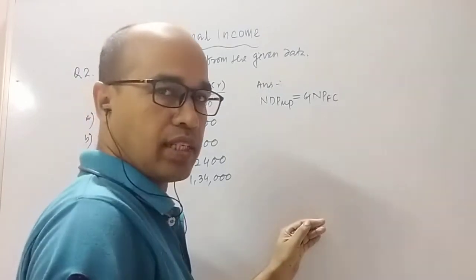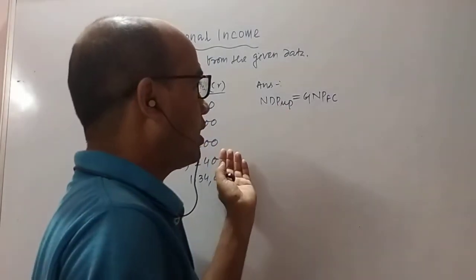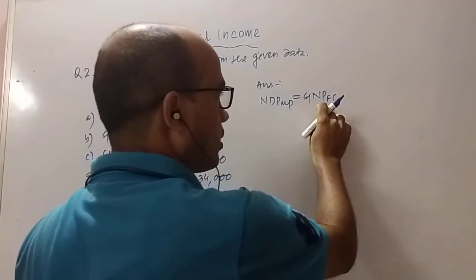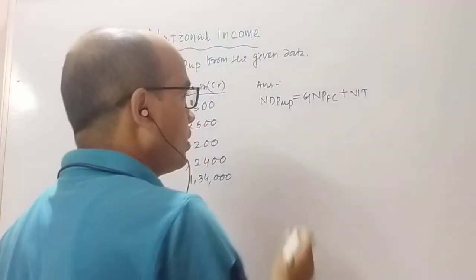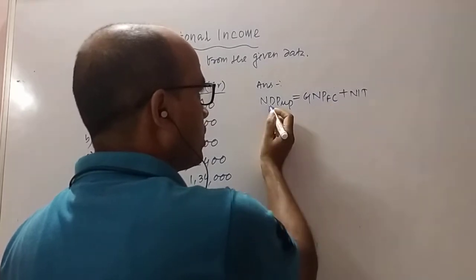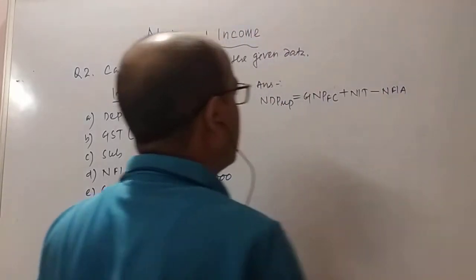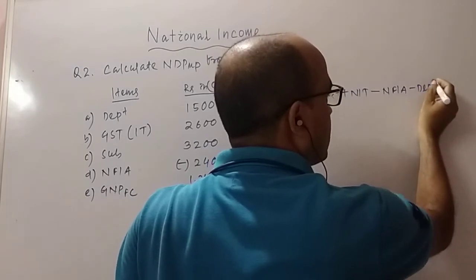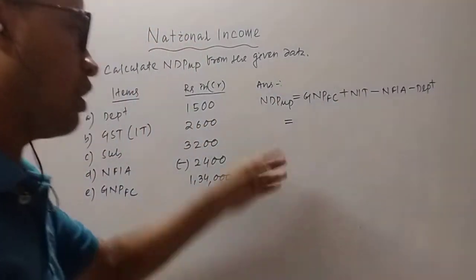Now first you equalize the equation. In the previous question fc was on the left and mp was on the right, but here mp is on the left and fc on the right, no problem. Market price is equal to factor cost plus NIT. Domestic is equal to national minus NFI. And net is equal to gross minus depreciation. So first equalize the equation, after that you can calculate.